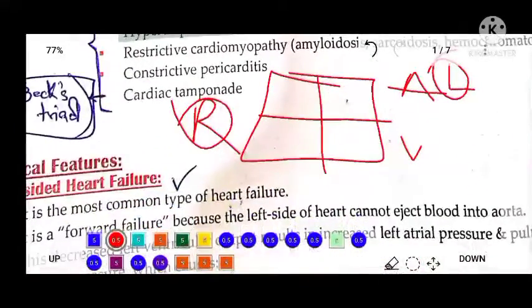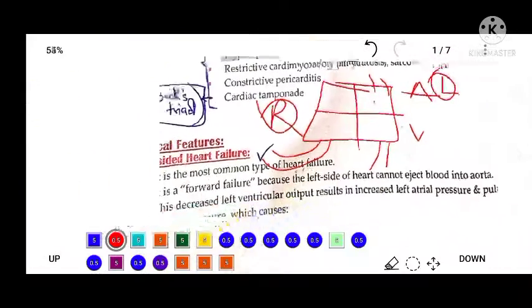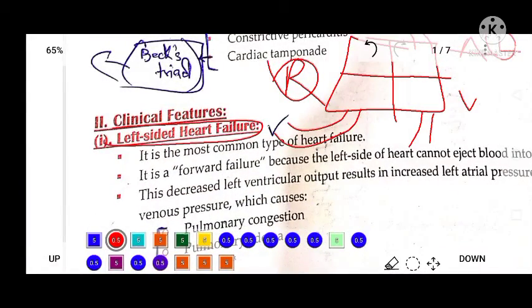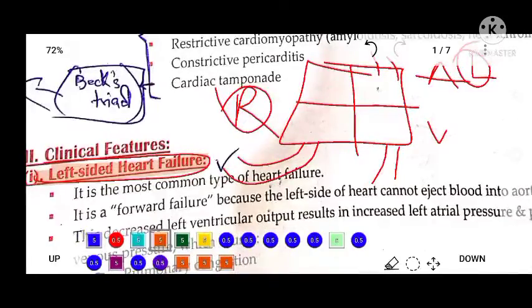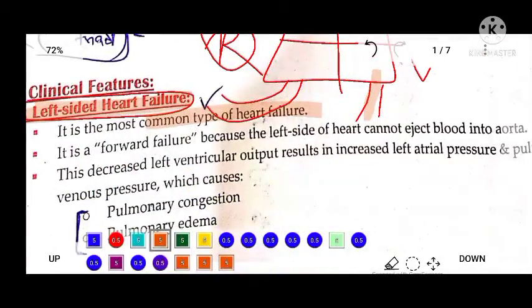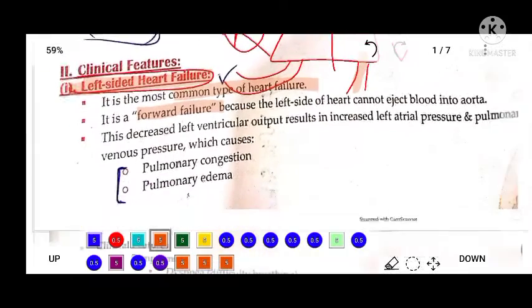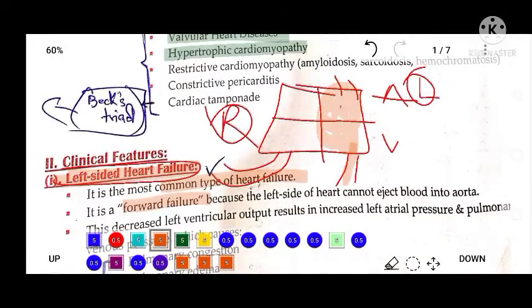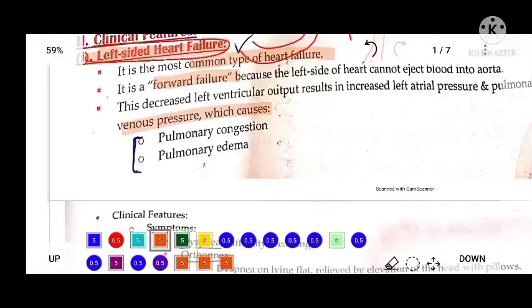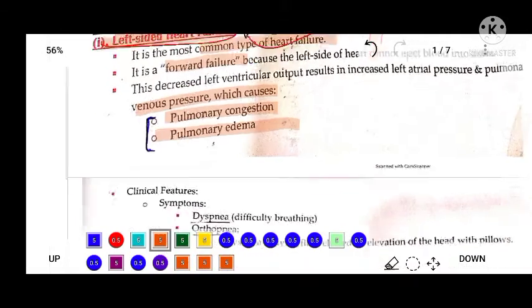From the right-sided heart, the pulmonary arteries arise, which carry deoxygenated blood to the lungs, and in the left side come the pulmonary veins, which carry oxygenated blood from the lungs, and from the left ventricle the aorta arises, which supplies blood to the whole body. So when the left side of the heart fails, what happens? It is the most common type of heart failure. It is also known as forward failure, in which the left side of the heart is unable to pump the blood, and there may be causes like pulmonary congestion and pulmonary edema.